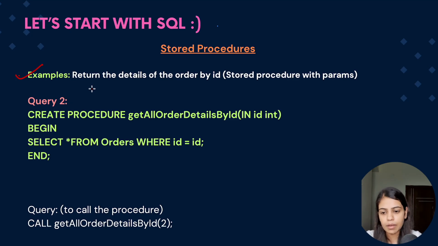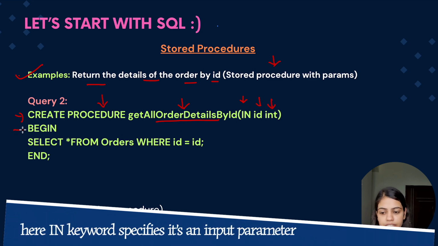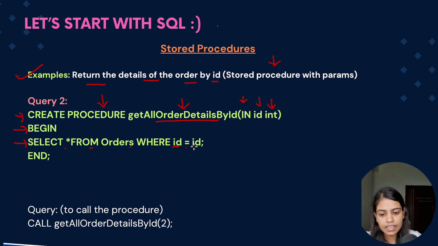So let's see another example where we want to return the details of an order by ID. Now this is an example of a stored procedure with params. So the query for the same is we give create, then we give procedure, then we provide the procedure name, and then we give the column name, and then we provide the data type. Now we give begin, then we provide the query select star from orders where ID is equal to the ID which is provided here, and then we provide this end keyword. And to call this we basically use call, and then we provide the procedure name, and then we provide the ID for which we are searching.